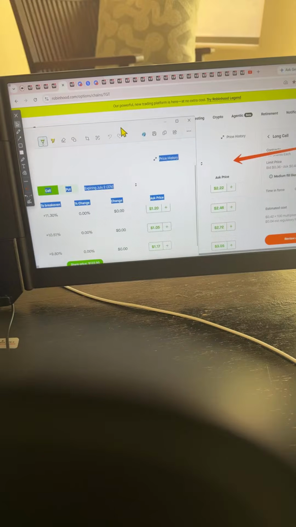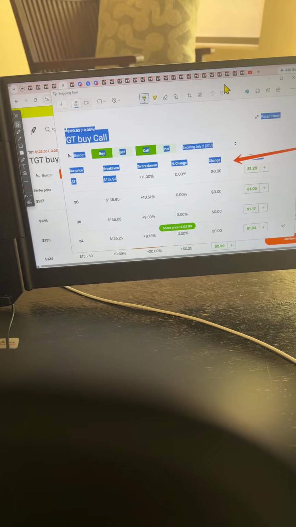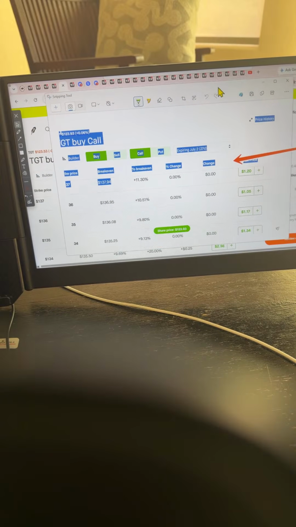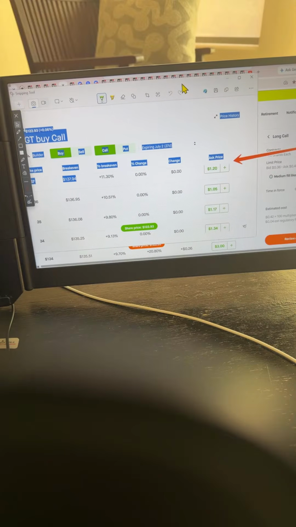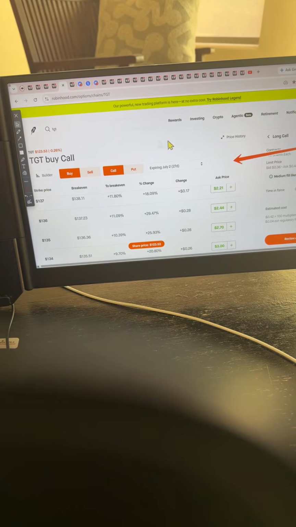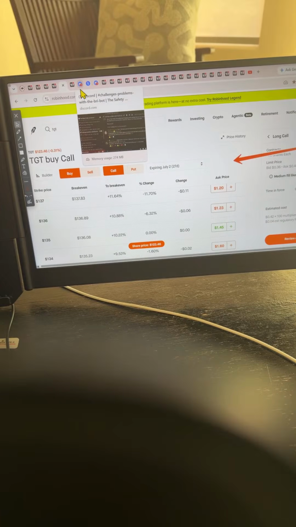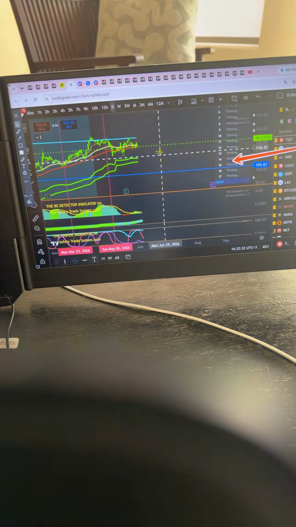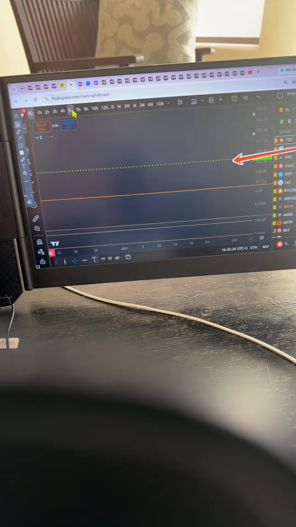All right, this is what we saw before market open on the 37 strike, July 2nd expiration, 27 days. It was $1.20, $5, $17. So I'm going to pull this up over here. You guys can't see that. Now we're going to go over here, $1.20, $1.03, $1.45, $1.60. So there you go. So where is Target now? Right here. Let's see how low that's going.